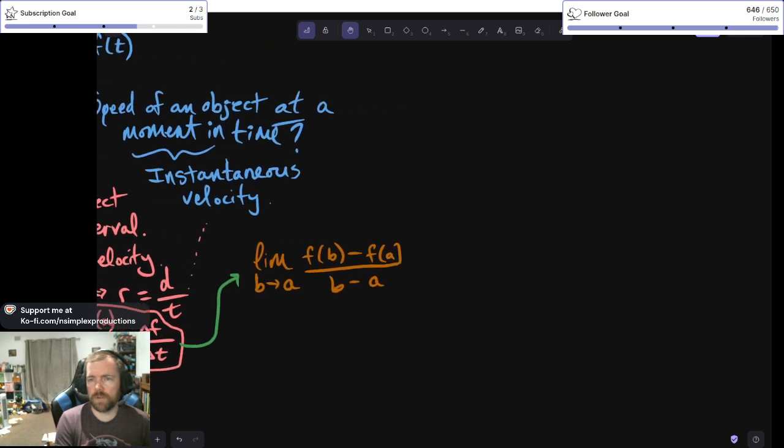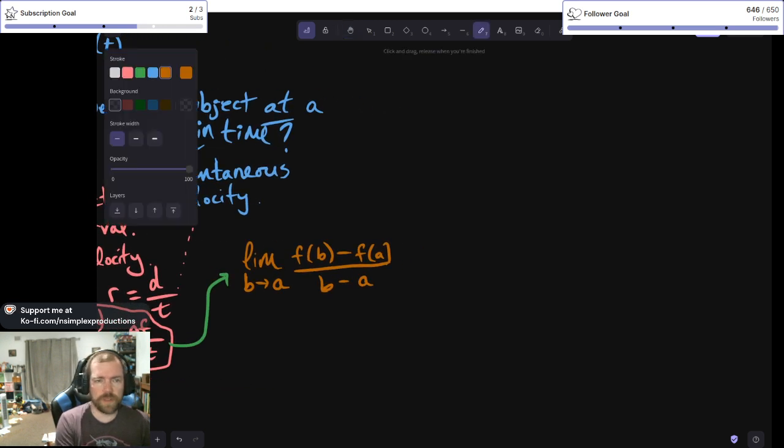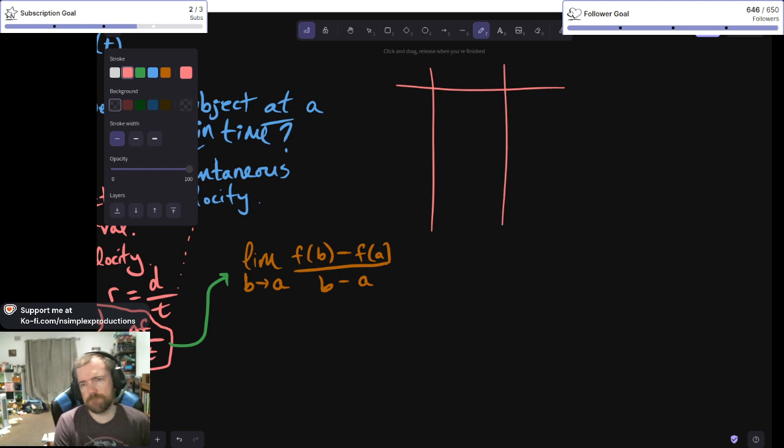And if you ever want to just verify that for yourself, you can come up with a standard table, and you say, okay, I've got f at b minus f at a over b minus a.